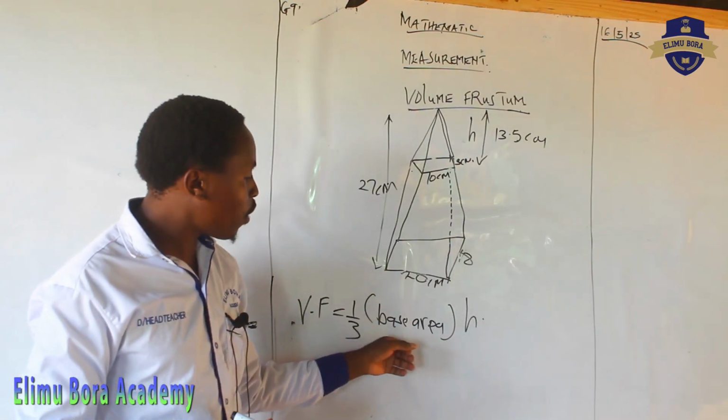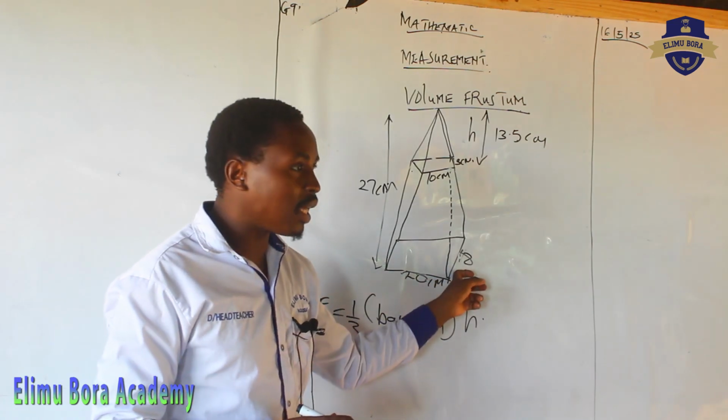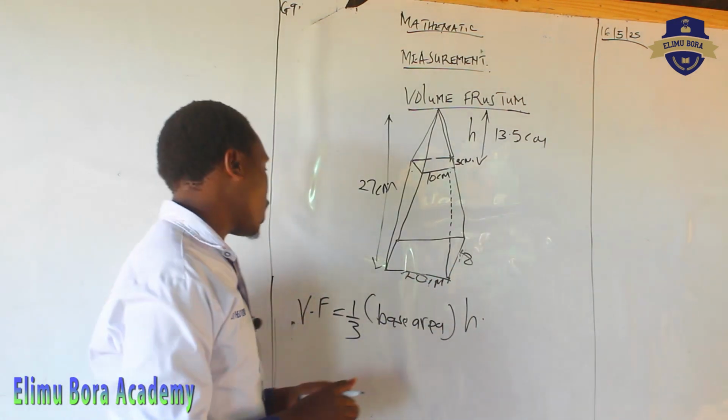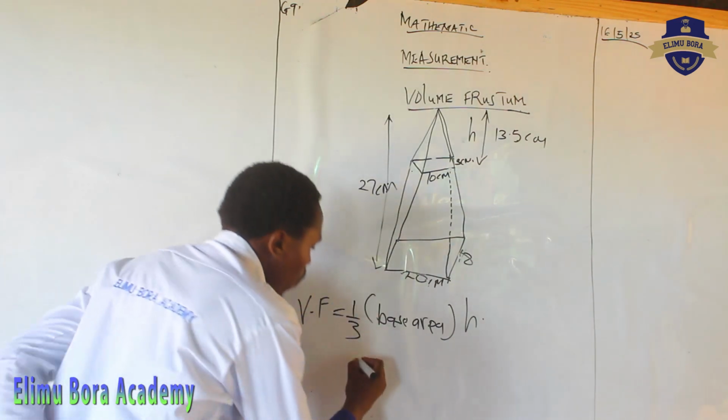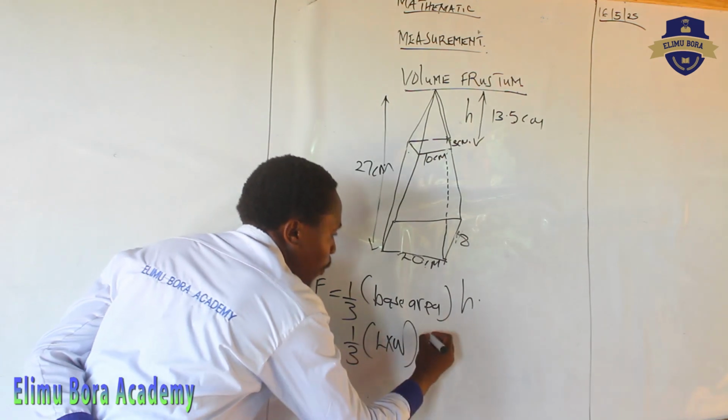Now from the formula you have, where we say a third base area, this base area is in which shape, class? It is a rectangle. So under this shape, we will say a third into brackets length times width. Then we multiply by what?